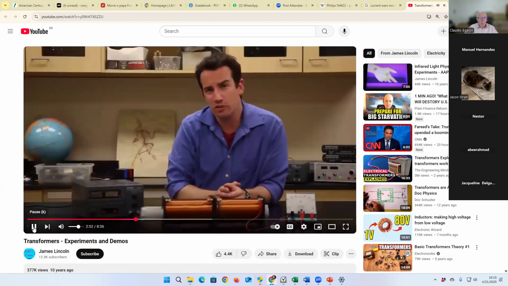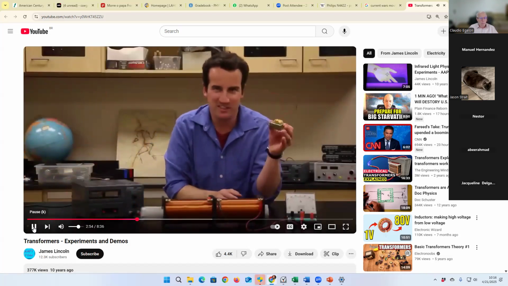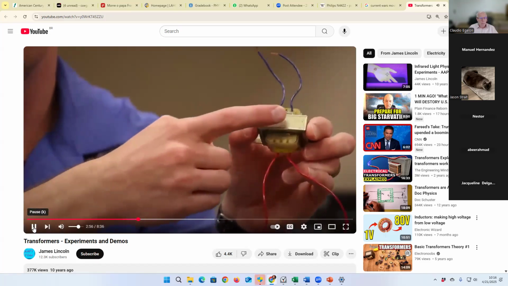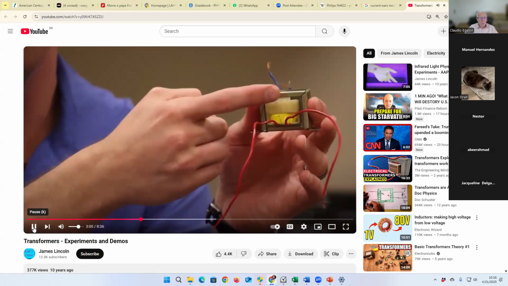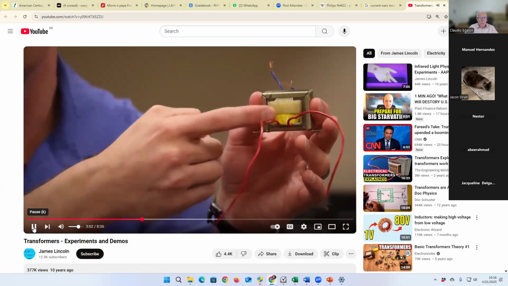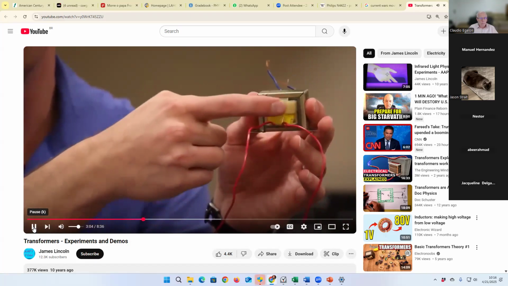The transformers found in home appliances usually look like this. Here are the coils, which are wound on top of one another, and this surrounding structure is soft iron shaped to guide the magnetic field lines back around and through the coils.